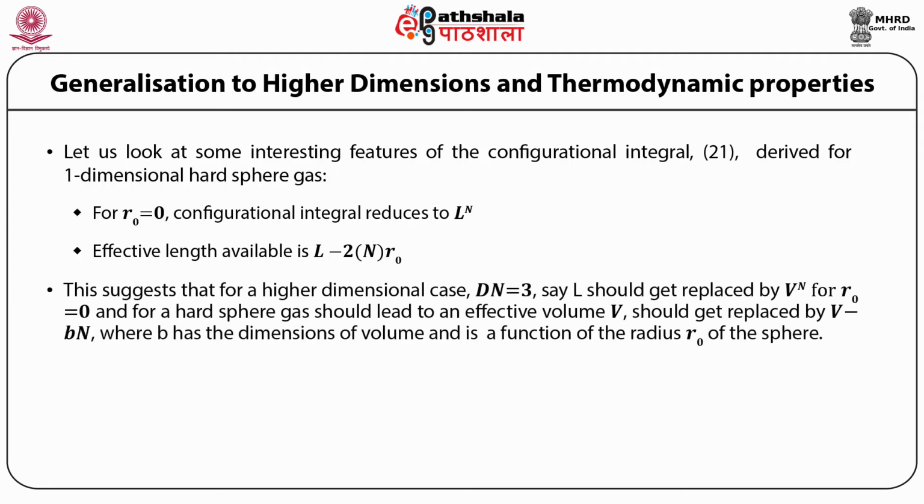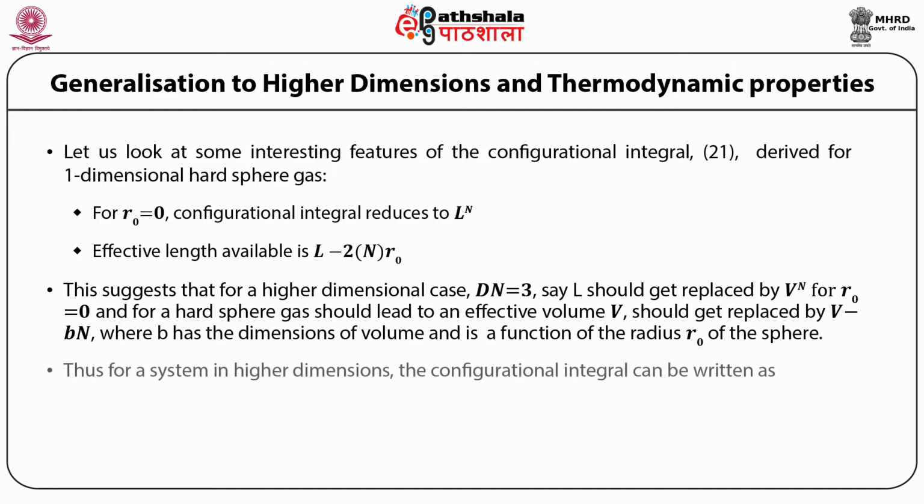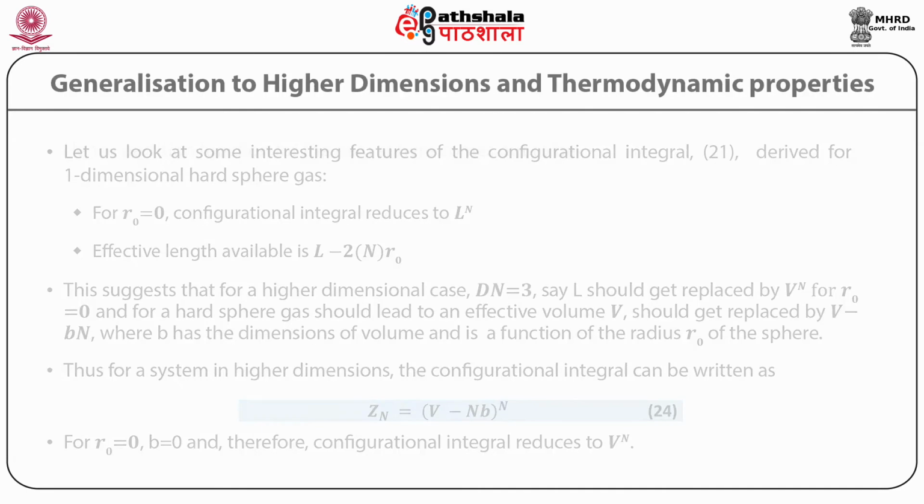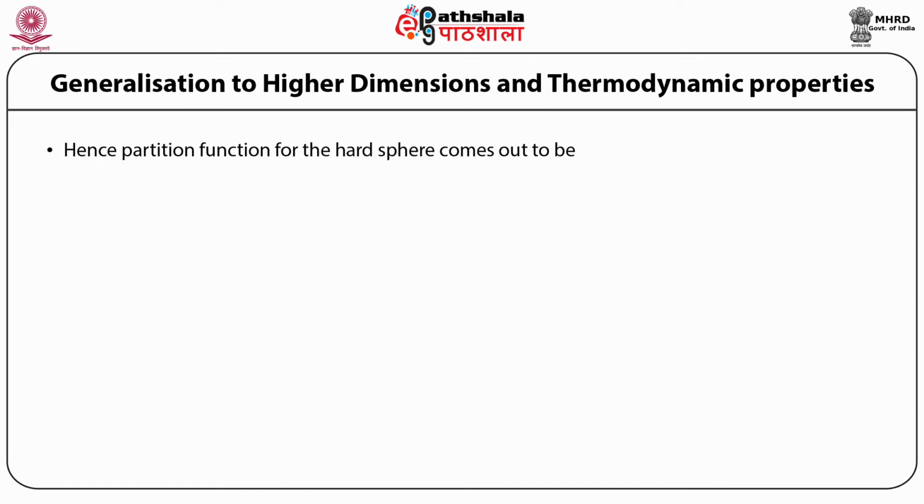This suggests that for a higher dimensional case, say d equal to 3, L should get replaced by V raised to power N for R0 equal to 0, and for a hard sphere gas, an effective volume V should get replaced by V minus Nb, where b has the dimensions of volume and is a function of the radius R0 of the sphere. Thus, for a system of higher dimensions, the configurational integral can be written as Z_N equal to (V minus Nb) raised to power N. For R0 equal to 0, b is equal to 0, and therefore the configurational integral reduces to V raised to power N. Hence, the partition function for the hard sphere comes out to be Q_NVT equal to (V minus Nb) raised to power N divided by N factorial lambda raised to power N.